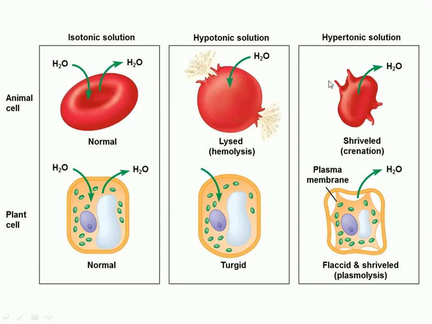When you place the animal or plant cell in a hypertonic solution, which is a concentrated solution, water molecules will move from the inside of the cell to the surrounding of the cell. By this, the animal cell will shrink and change size. We call this crenation. While the plant cell will become flaccid, in which the plasma membrane and the cytoplasm will be pulled away from the cell wall. This scenario is known as plasmolysis.